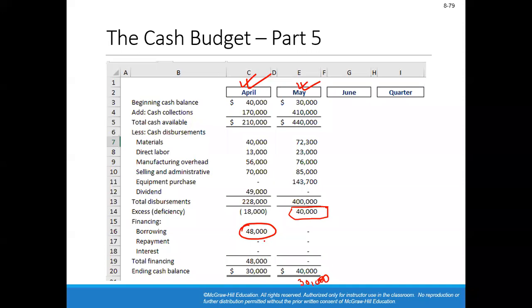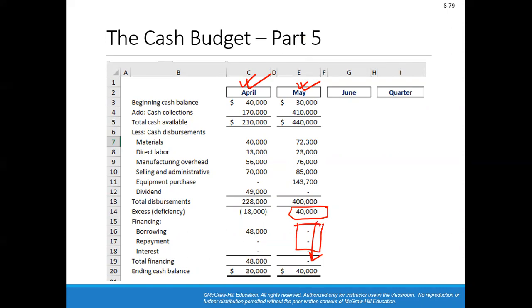The 40,000 is not sufficient. So what can we do? We can keep it as it is. We cannot do anything here. Should we make any additional financing to have the minimum cash balance of 30,000?